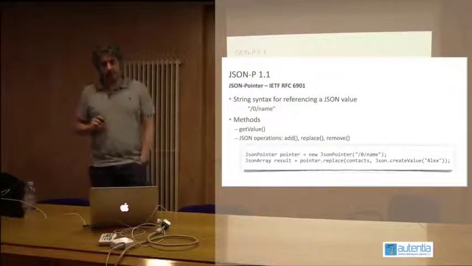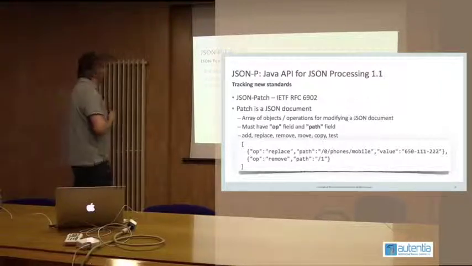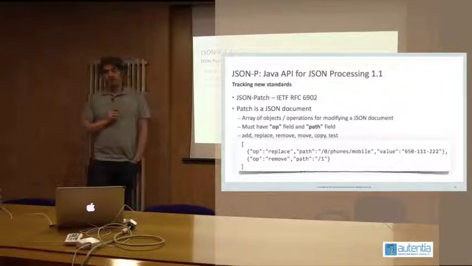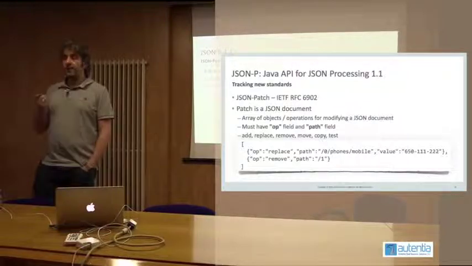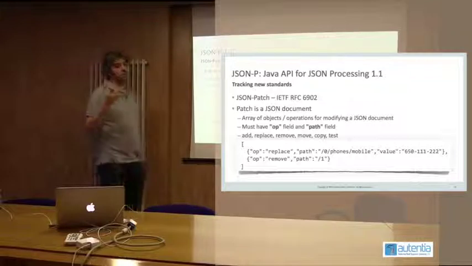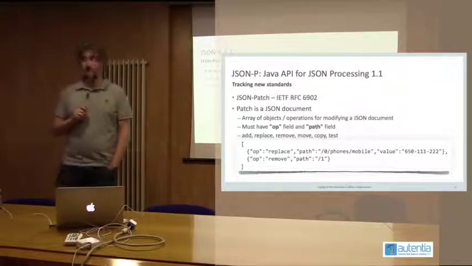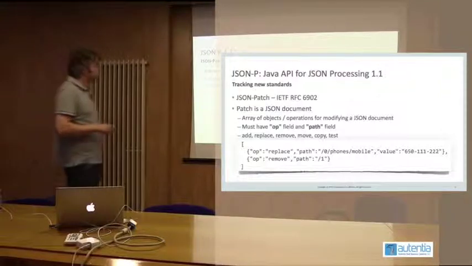So JSON pointer is one of the standards we would like to add to the API. Another one that we would like to do is JSON patch. So what is a patch? Well, a JSON patch is a JSON document that describes a set of operations that need to be applied to another JSON document. So this is an example.